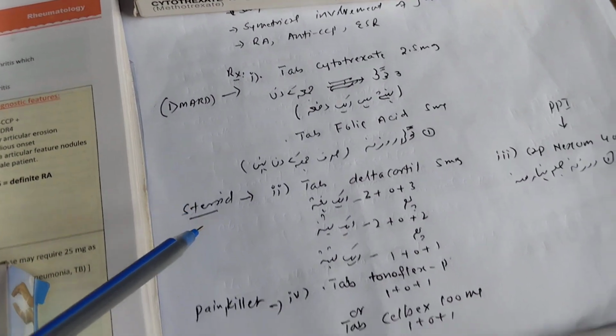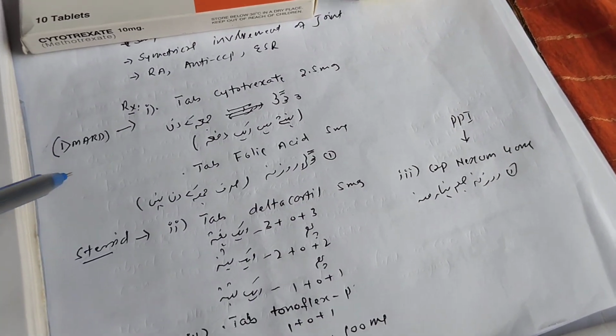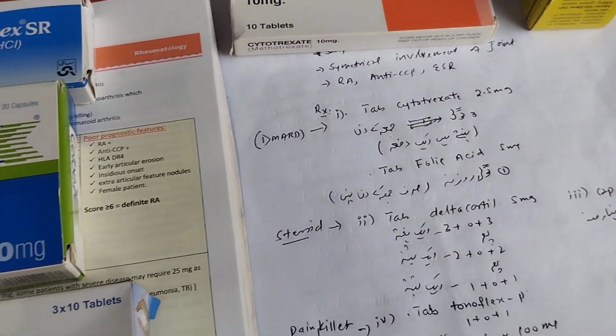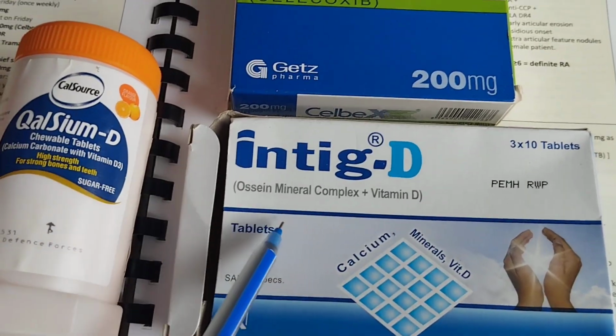Okay. So we give the patient DMARD, steroid, painkiller and PPI. This is how the treatment will be easy. You should add 1 DMARD, steroid, you should add painkiller, and you should add PPI. Okay, this is how the treatment could become very easy for you. Now we also give the bone coverage to the patient.